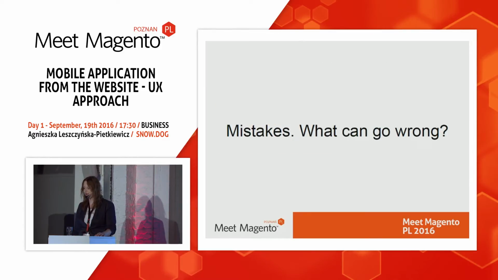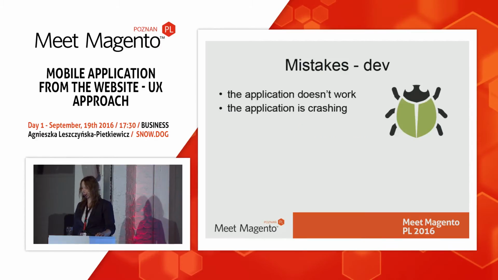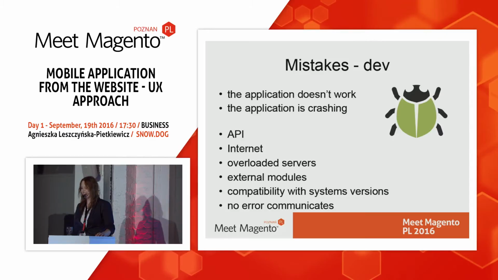All right, so now some examples. Mistakes, what can go wrong? It was really tempting to put screens of other applications which are not good, but I don't think it would be proper for the presentation, so it will be just text without mentioning the apps. This is obvious. This slide is also obvious, but it really happens. There are applications which don't work, and also which are crashing. And obviously there are mistakes like problems with API, internet, servers, external modules, compatibility with system versions, also no communicates for errors. This is pretty obvious, so I will just skip to the next one.